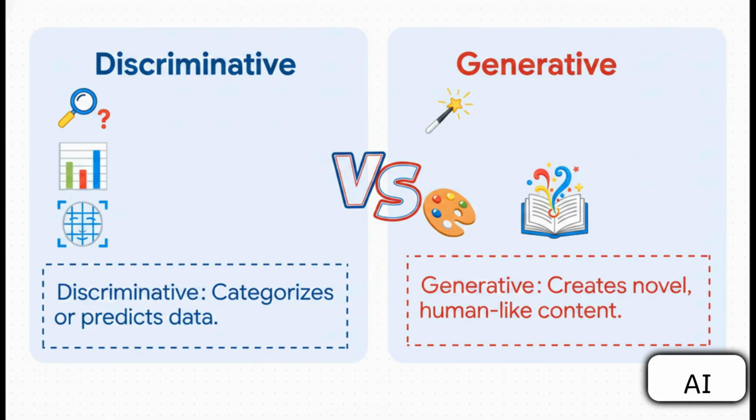Discriminative AI versus generative AI. Here's the deal. Discriminative AI categorizes, or predicts. It corrects your grammar, recognizes a face on your phone, or predicts a student's final grade.